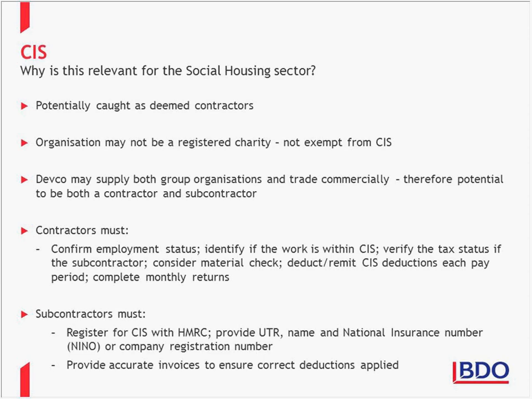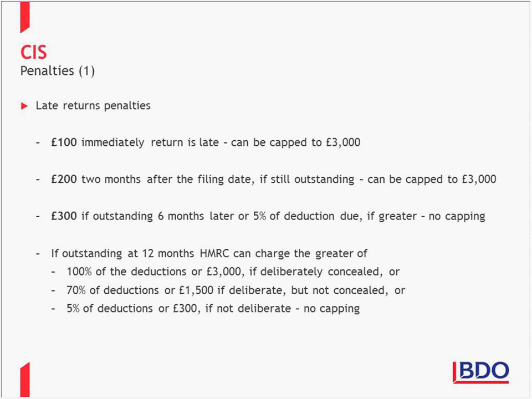Finally, I mentioned there are two penalties under the CIS. The first is those which occur where you fail to complete and return your monthly returns to HMRC. As seen on the screen, there are three elements to that. The first is if you have a return which is a day late, there's a £100 fine. If it's 2 months late, then it becomes a £200 fine. If it remains outstanding at 6 months, there is a £300 fine.